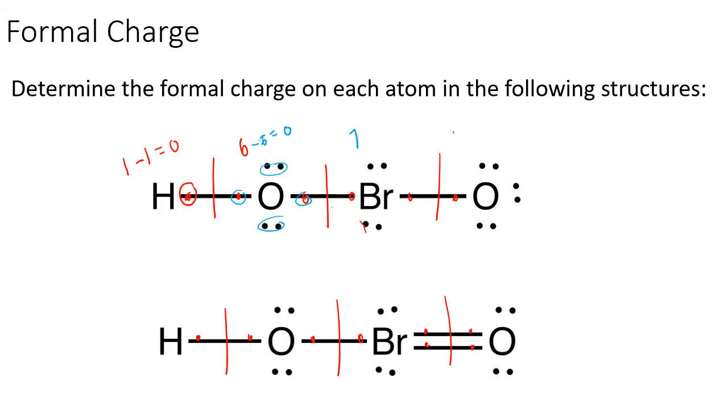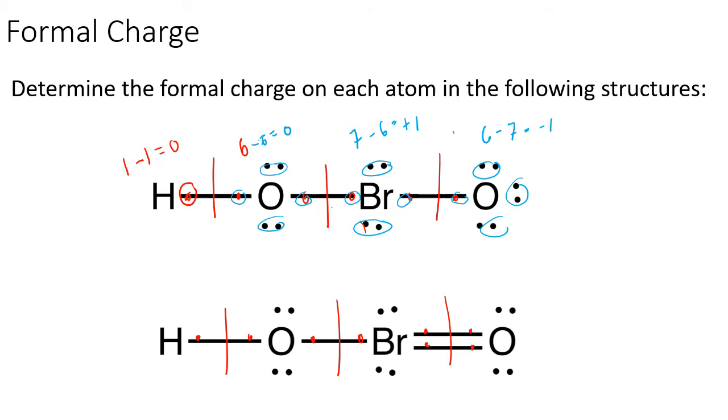Bromine is in group 7A, so 7 valence electrons. And in our structure here, we have 2, 4, 5, 6. So we're going to have 7 minus 6, which is plus 1. And our outer oxygen would be 6 minus, we have 2, 4, 6, 7, or negative 1 formal charge.